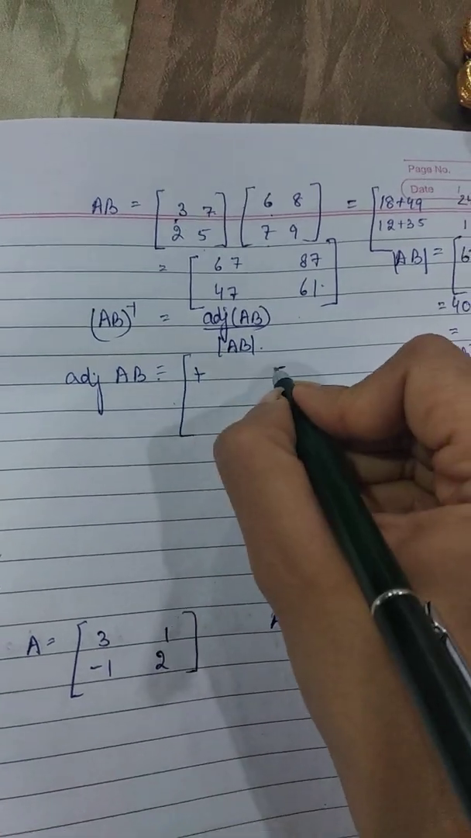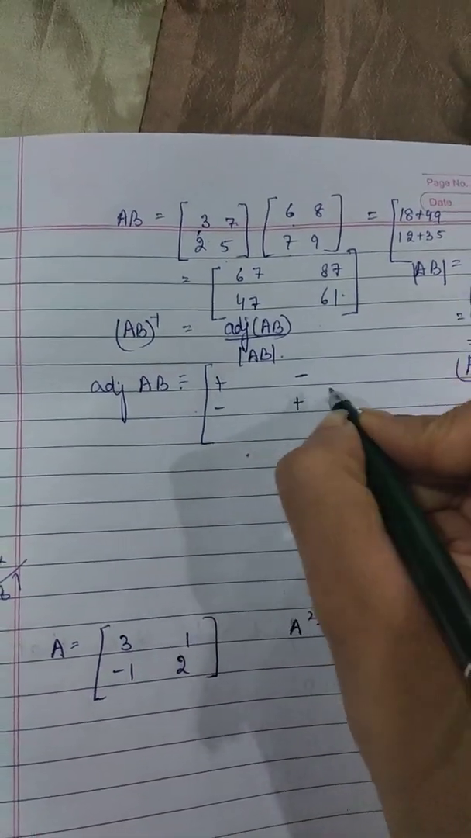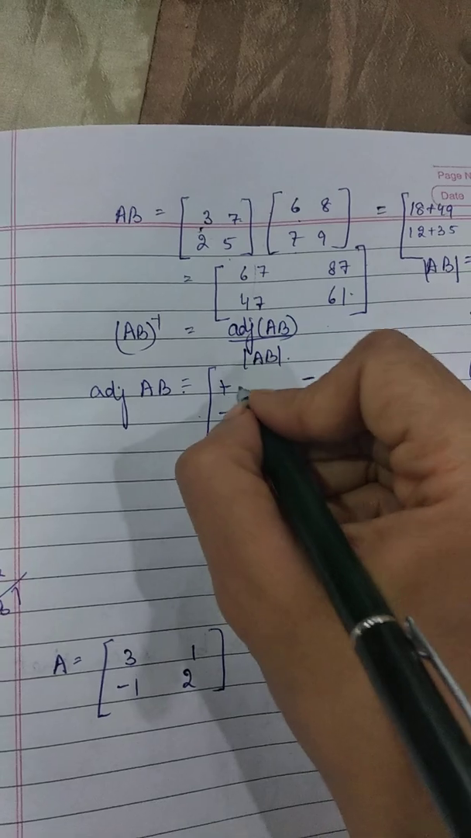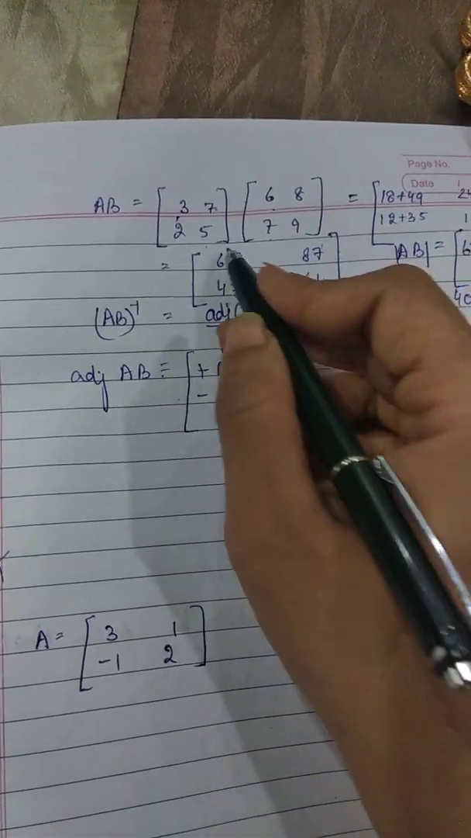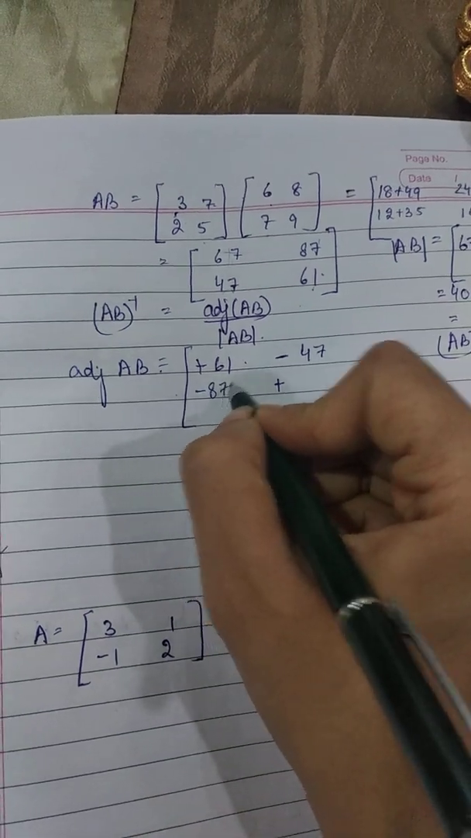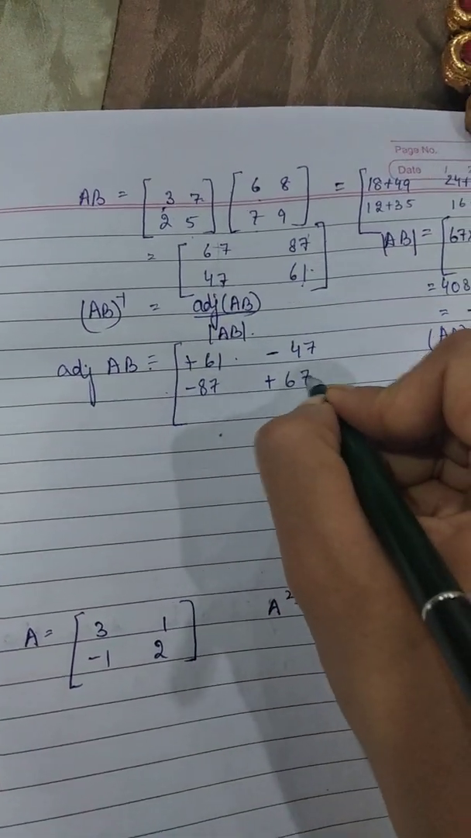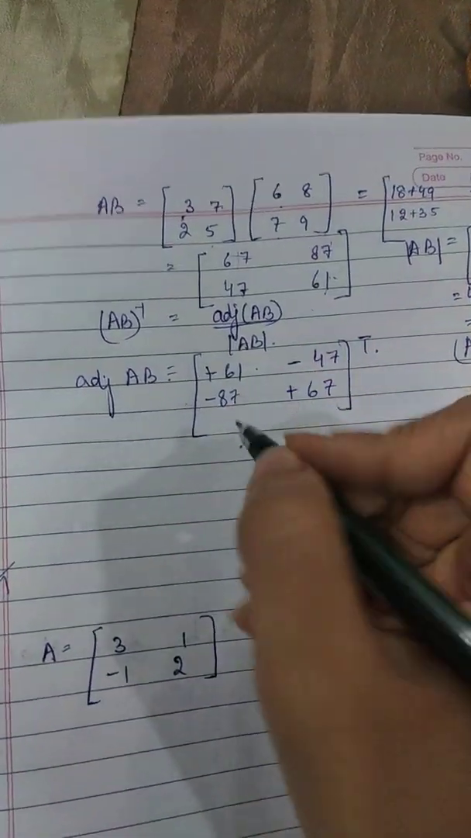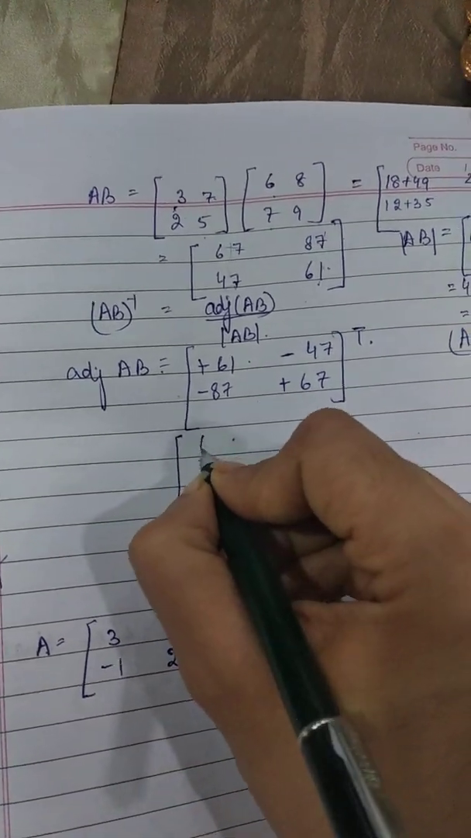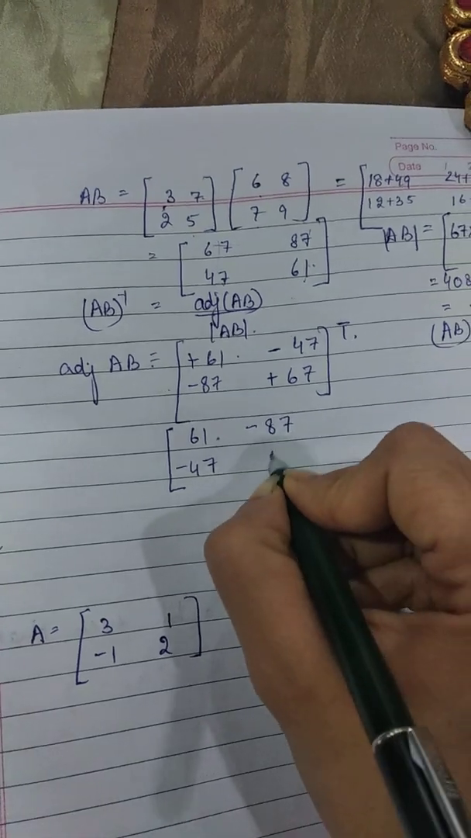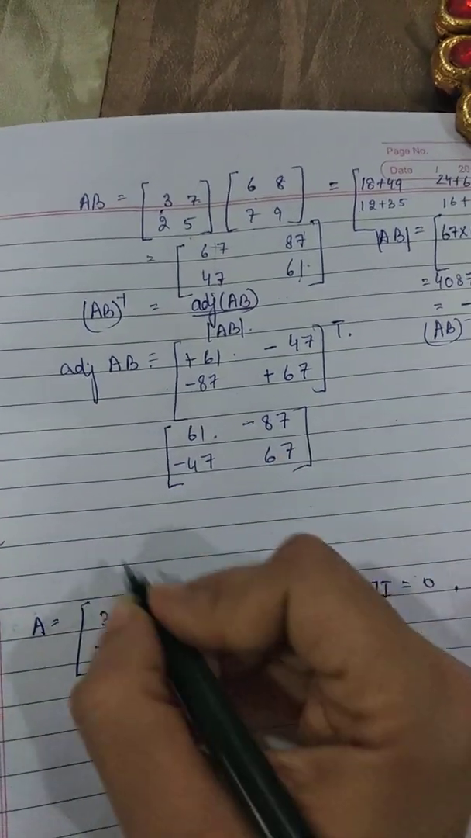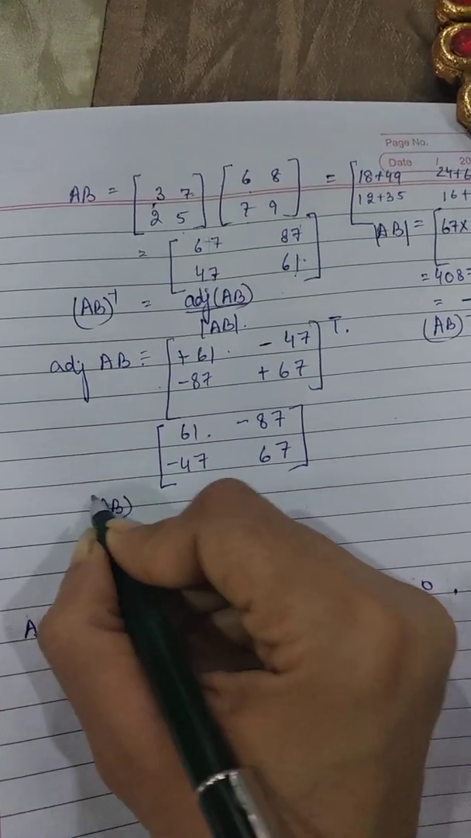Therefore, AB inverse exists. Let's find out the adjoint of AB. This should be positive, this is negative, and this is positive. So for this, it will be 61. For this particular position, it should be 47. For this position, it will be 87. And for this position, it should be 67. Finding out its transpose, that will be 61, minus 47, minus 87, and this is 67.